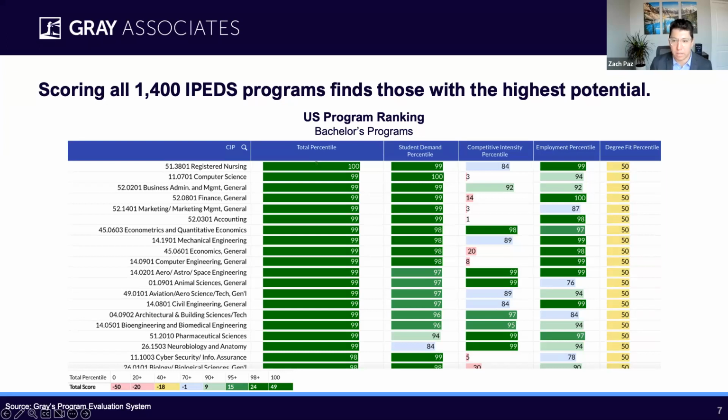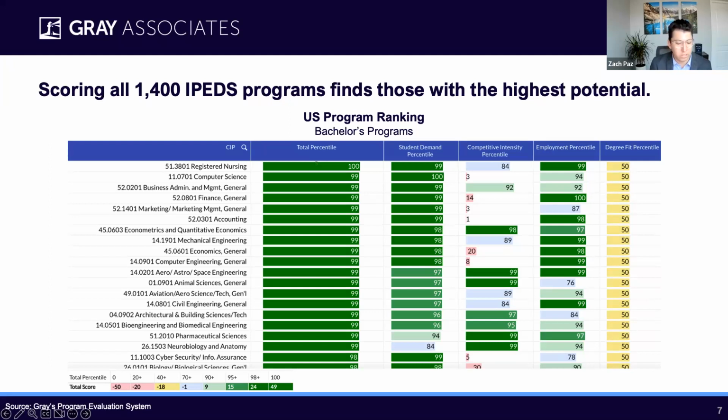Using the IPEDS coding system, there's over 1,400 programs. In many cases, an institution will have between 50 and 150, maybe even 200 for larger institutions. So if you can imagine, there's another 1,000 or so program codes that could potentially be an opportunity for a new program. So that's a lot of information to be gathering and a lot of program options that it would be hard to say, oh, how do we know what's the best opportunity?